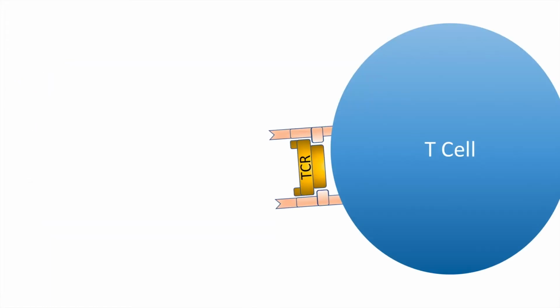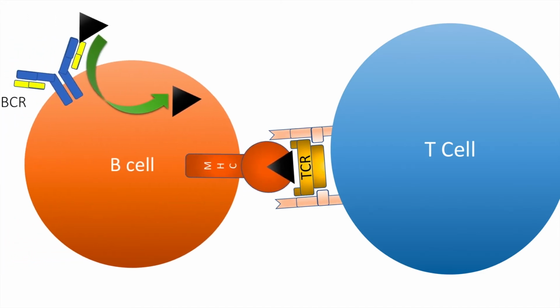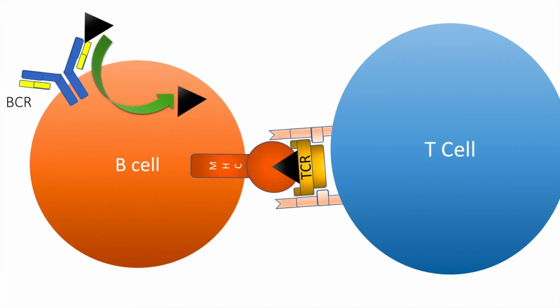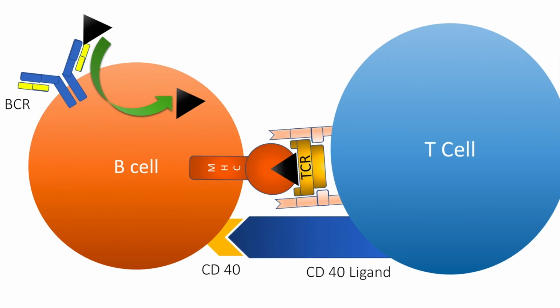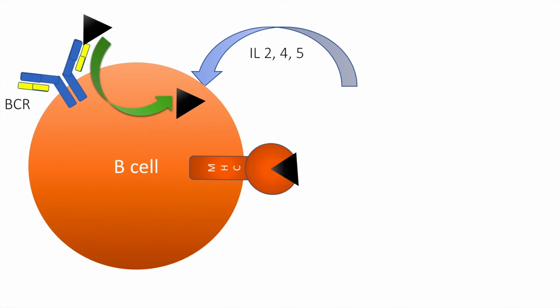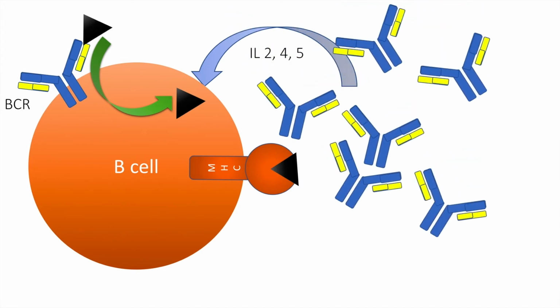This is a T cell with its receptor, as we have seen earlier. The B cell now presents to the T cell the antigen. This time, the co-stimulation is taking place through CD40 and CD40 ligand, and it is now the T cell's turn to stimulate the B cell with interleukin 2, 4, and 5 to produce antibodies.